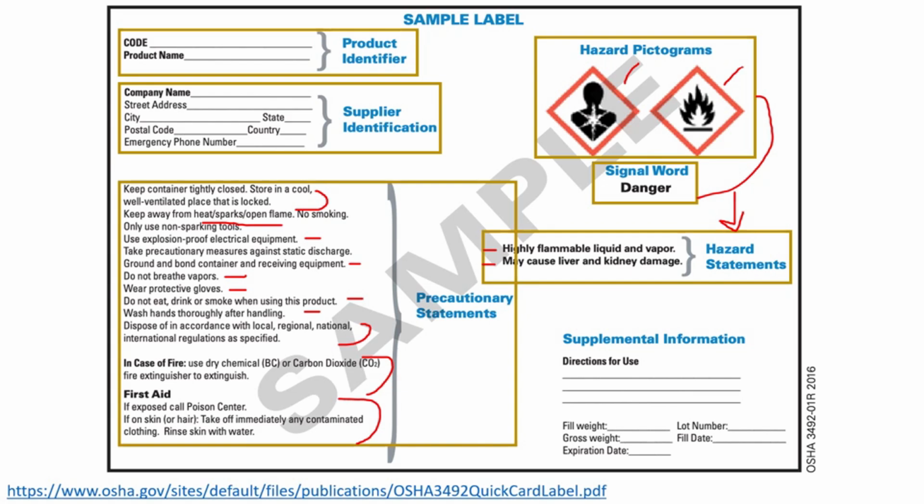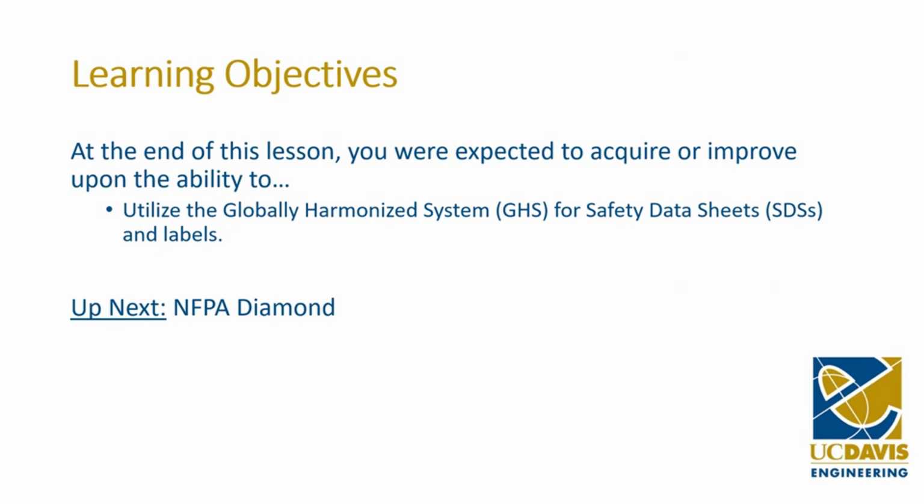So again, here we see these 6 required components: the product identifier, supplier information, the signal word, the hazard pictograms, the hazard statements, and the precautionary statements. So in this lesson, you are expected to acquire or improve upon the ability to utilize the Globally Harmonized System, or GHS, for safety data sheets and chemical labels. Up next, we're going to look at the National Fire Protection Association, or NFPA, Diamond.